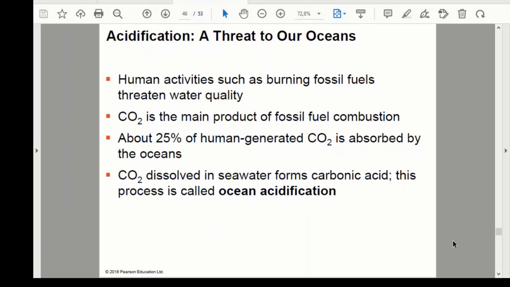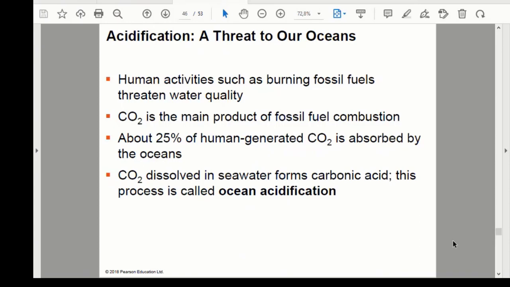Carbon dioxide is the main product of fossil fuel combustion. We know about that, those of you who've got cars. About 25% of the human-generated carbon dioxide is absorbed by the ocean. So that pollution that you were talking about, Shana, imagine 25% of all the pollution that is generated. And who is the generator? Who is the number one culprit? It is us humans. It is absorbed by the ocean, and carbon dioxide dissolved in seawater forms carbonic acid. This is the process they call ocean acidification.